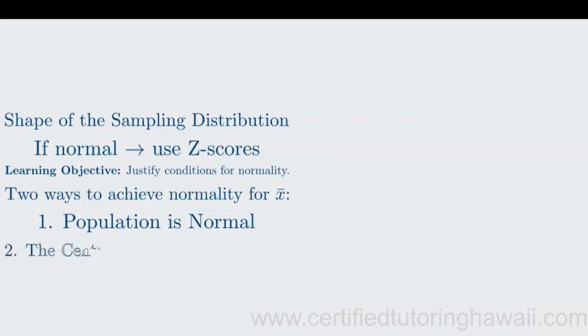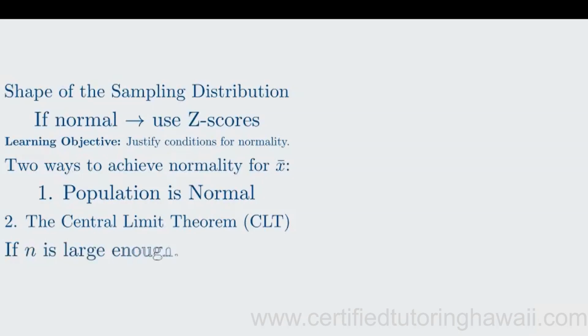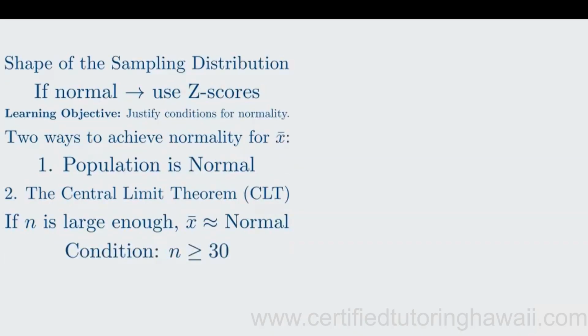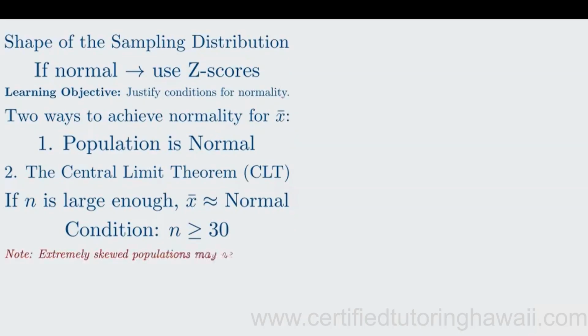Second, what if the population is not normal? What if it's skewed or even bimodal? This is where the magic of statistics happens, thanks to the central limit theorem. The central limit theorem, or CLT, states that if the sample size is large enough, the sampling distribution of the sample mean will be approximately normal no matter what the population looks like. For most cases in AP statistics, we consider a sample size of 30 or more to be large enough to satisfy the CLT. If the population is extremely skewed, you might need a sample size much larger than 30 for the approximation to be accurate.